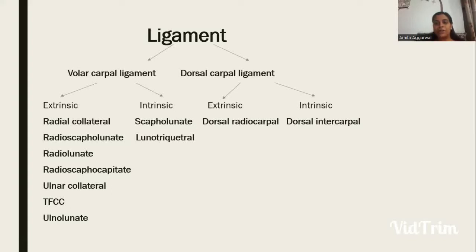The very important intrinsic ligaments related to wrist instability, such as dorsal intercalated segment instability and volar intercalated segment instability, include the scapholunate ligament, which combines the scaphoid with the lunate, providing it good stability, and the lunotriquetral ligament, which unites the lunate with the triquetral bone, maintaining the proximal intercalated segment stability.